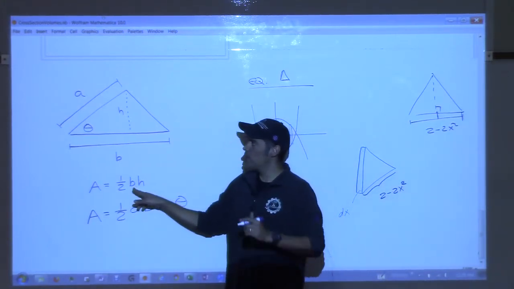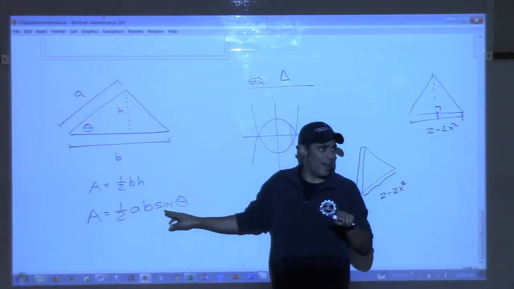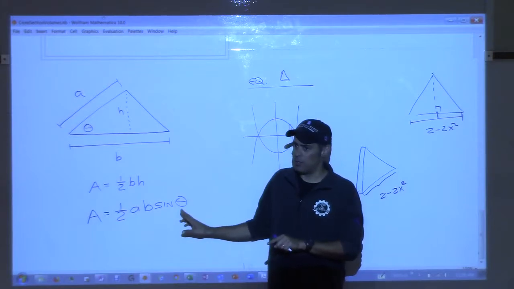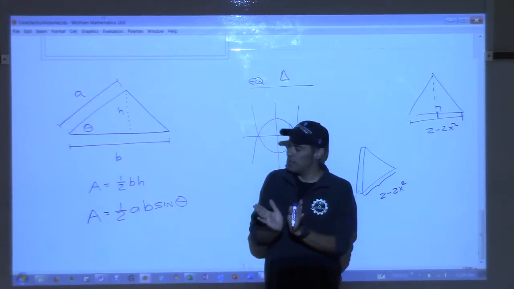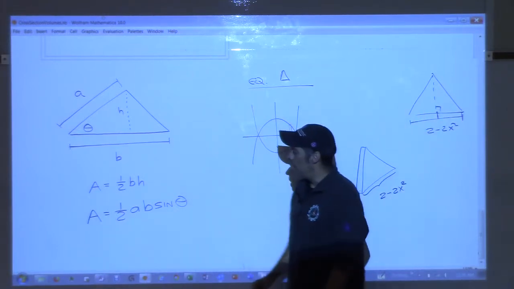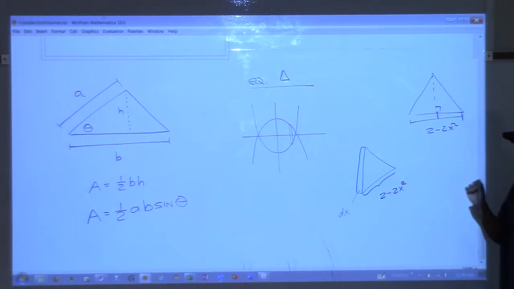This formula you use if you know the base and the height. This formula you use if you know two sides and the angle between those two sides. We know the angle between the two sides and we know the two sides, right? We know these lengths. They're all the same. Now, let's just look real quick and see where this formula comes from. It's not magic. It's actually pretty simple if you just do something real quick.